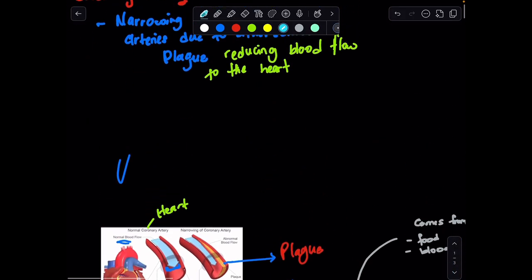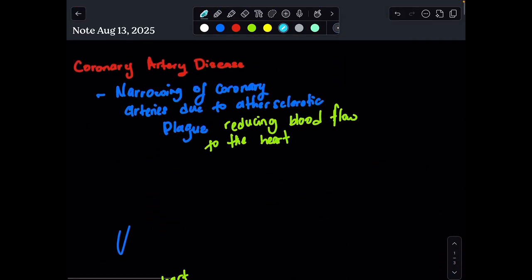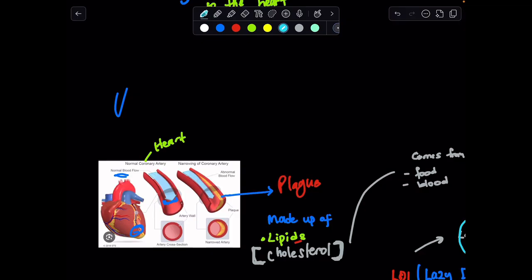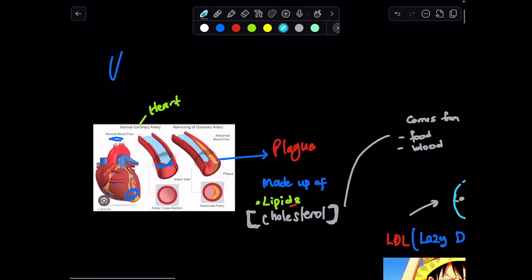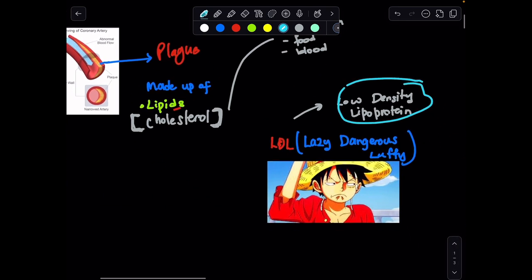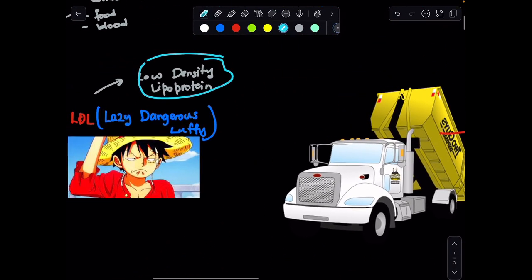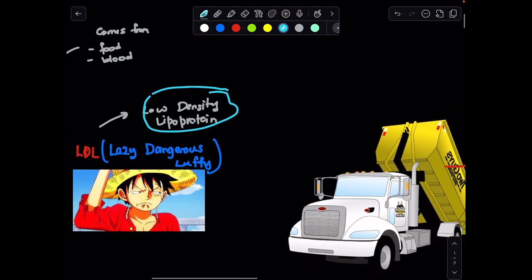So what did we go over so far? We went over the definition, that is the narrowing of the arteries due to the plaque. We already established how the plaque caused the narrowing, and we established the effect, which is the reduced blood flow. And then we narrowed in on the plaque. We said that it's made up of lipids, and one type of lipid is cholesterol, which comes from the food we eat. Cholesterol is delivered by two drivers, LDL, lazy dangerous loopy, and helpful delivery loopy. So we're gonna focus on lazy dangerous loopy for now.